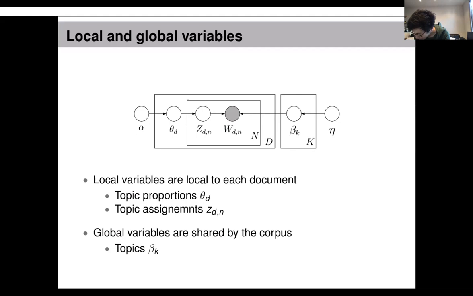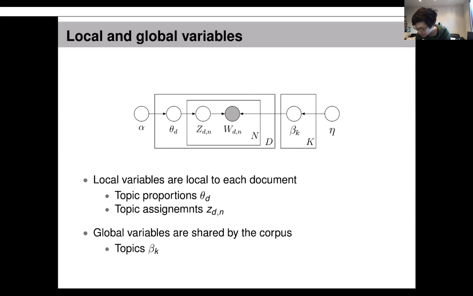Something sort of important here is that you have these two notions of variables. The topic, you can think of it as almost separate from everything else, right? Because it's not in play when you're actually dealing with the data itself. So you have the theta d's and your z_dn's, and these are the things that we're actually going to focus on. The beta k's, as you'll see, pop out later on.